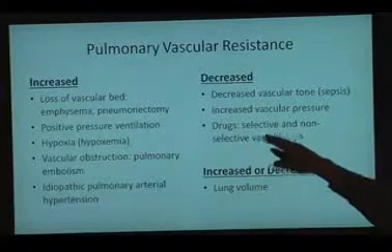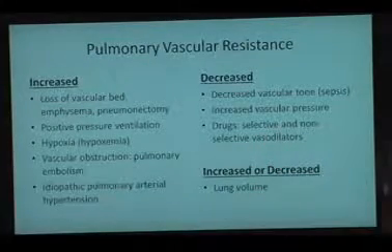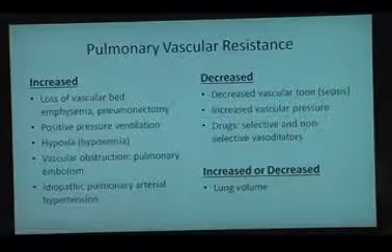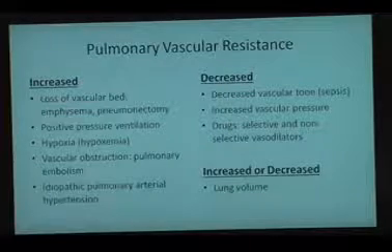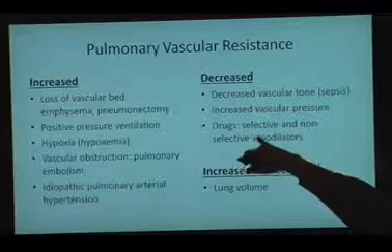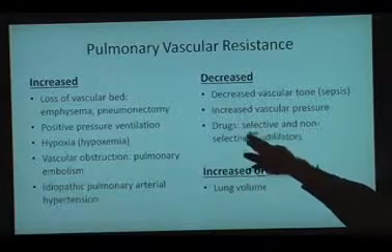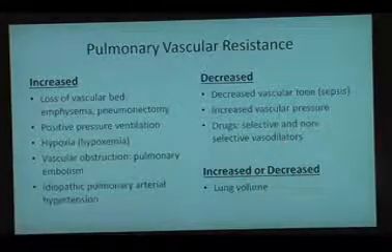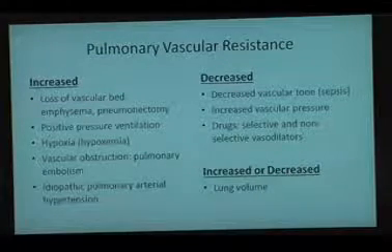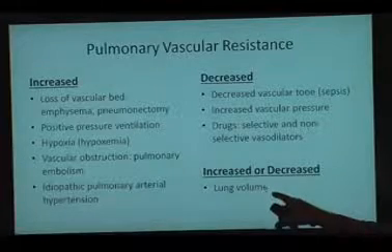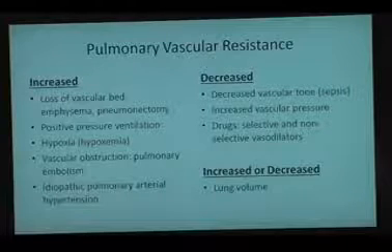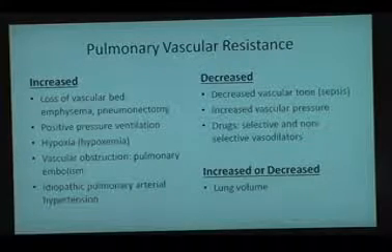And then drugs can reduce pulmonary vascular resistance. Even though compared to the systemic circulation there's less smooth muscle in the pulmonary circulation, there is smooth muscle that will respond to pulmonary vasodilators. They can either be selective, meaning that they're inhaled, or non-selective, which means that they're administered systemically. And then lung volume might either increase or decrease the pulmonary vascular resistance depending upon what the lung volume is.